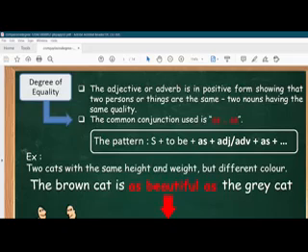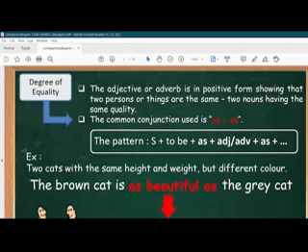That is called degrees of equality. The common conjunction used is "as", which means both of them have the same qualities. So the pattern is: first there will be the subject, then the to-be verb, then the first "as", the adjective in its positive degree, and after that again "as", and then whatever the rest of the sentence is.